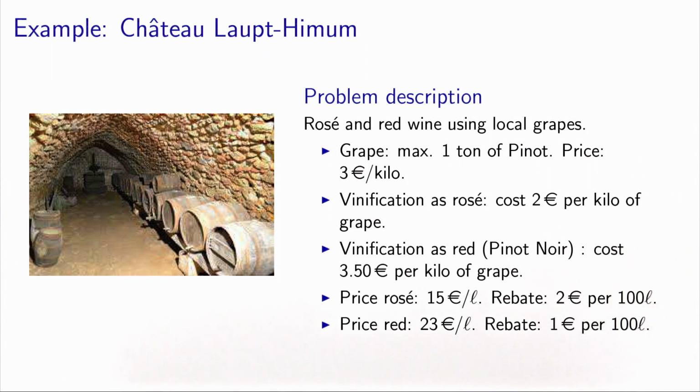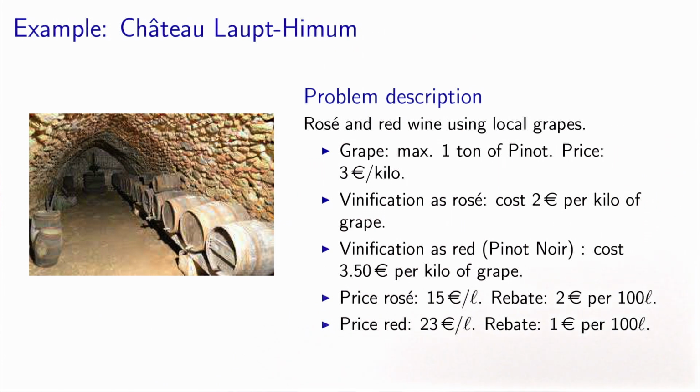The rosé is sold at a price of 15 euros per liter, but for each 100 liters that is produced, there is a rebate of 2 euros on the unit price. For the red wine, which is sold at 23 euros per liter, there is a rebate of 1 euro for each 100 liters of red which is produced.